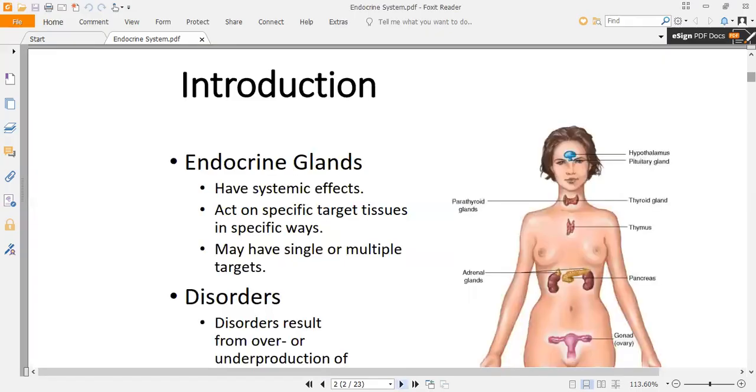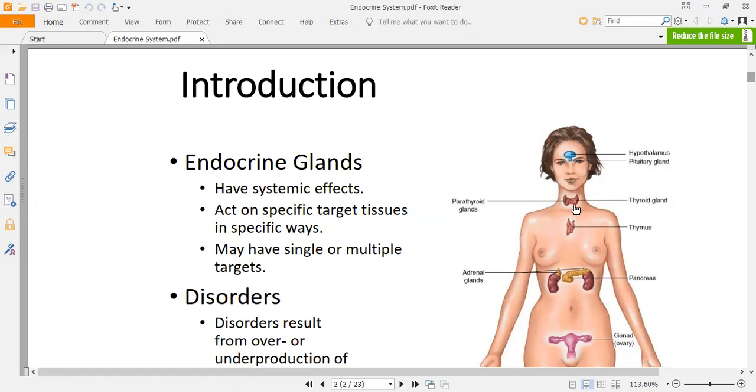Now, this next slide is talking about the simple or basic anatomy, trying to show you where these glands are found on the human body. As you can see, we have a human being, a female, and there are structures which have been labeled. These structures are not found on the outside, but on the inside. Let's look at the text.